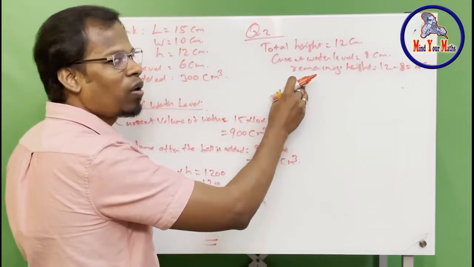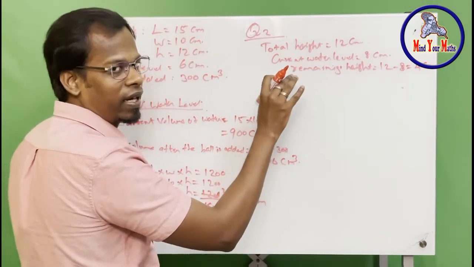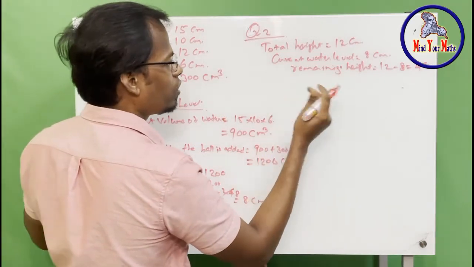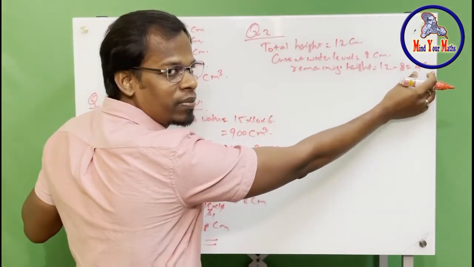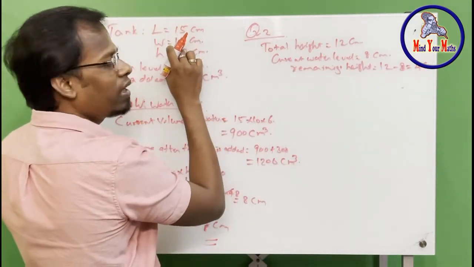Now we need to find how much water is yet to be filled. For that, what we do, we know the remaining height that needs to be filled, we know the length and the width already.